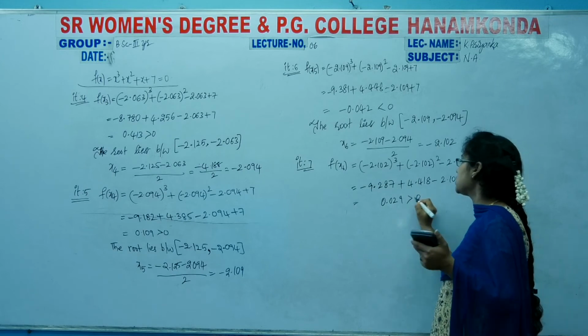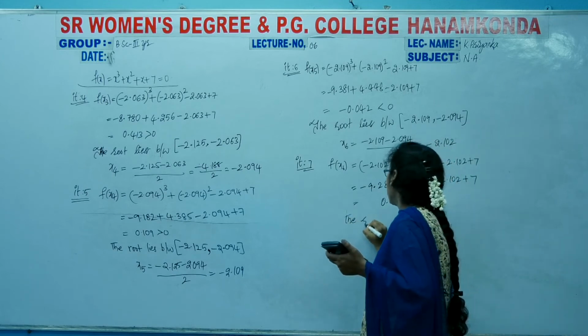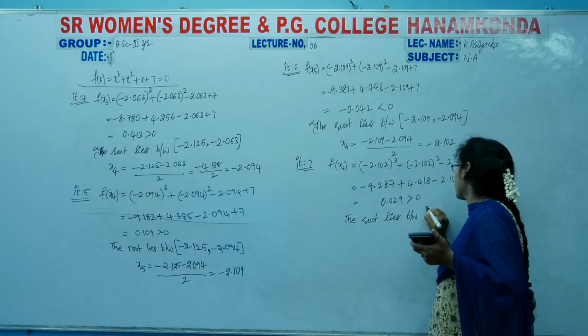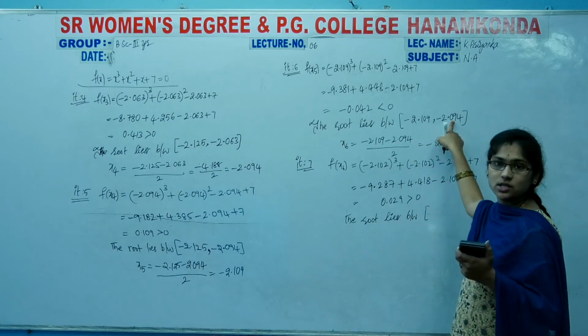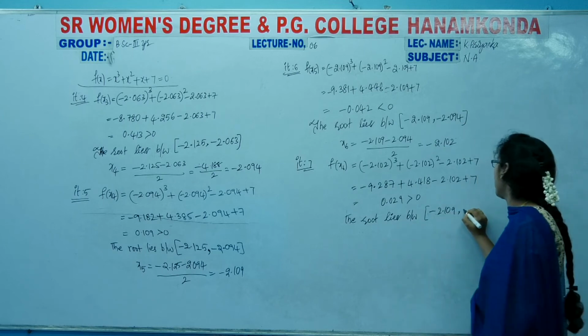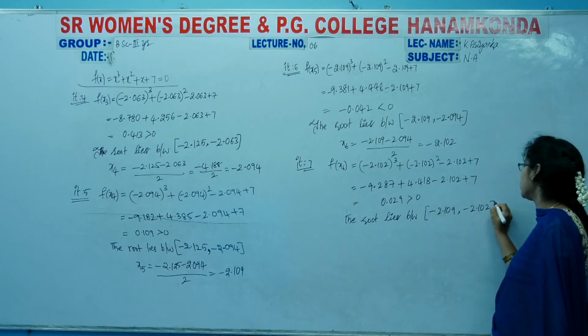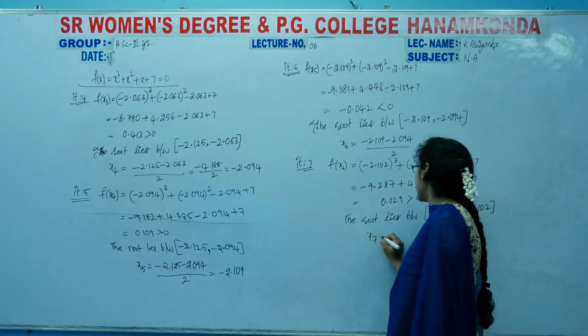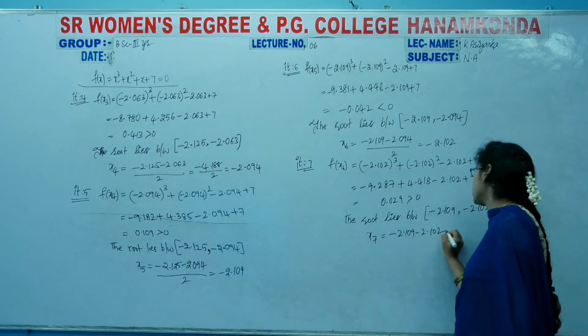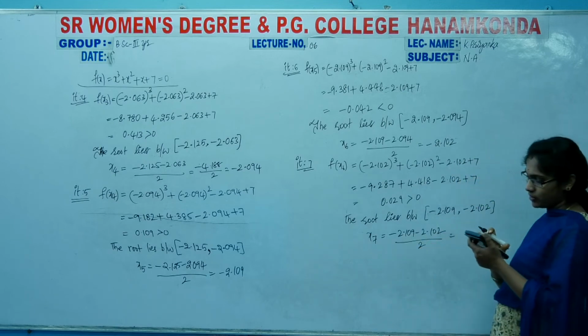Again it is positive. Therefore what we can say? The root lies between. So this is negative and this is positive now. So now minus 2.109 comma minus 2.102. Now what is the value of the x7? Minus 2.109 minus 2.102 by 2. Then what will we get?